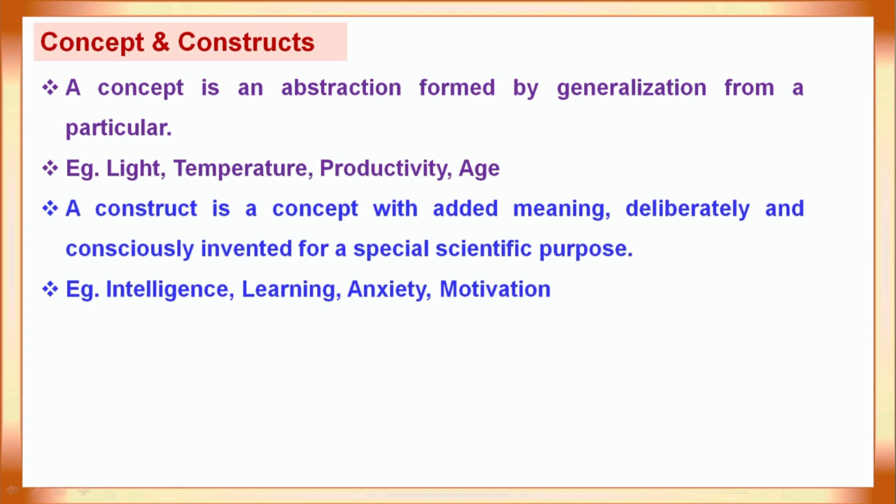Now, coming to the next important aspect, that is the concept of concept and construct. By now you already know that the starting and ending point of research is theory, and theories are basically interconnected concepts. So, what actually is a concept? A concept is an abstraction formed by generalization from particulars. It will be clearer with examples: light, temperature, productivity, age are examples of concepts. You can measure those things, you can observe those things also.